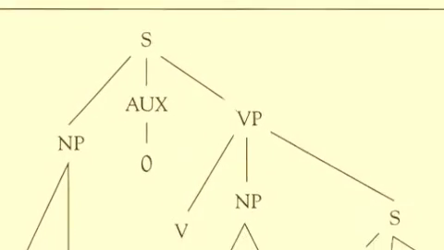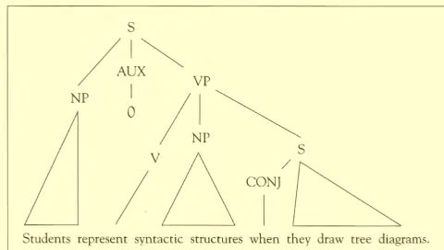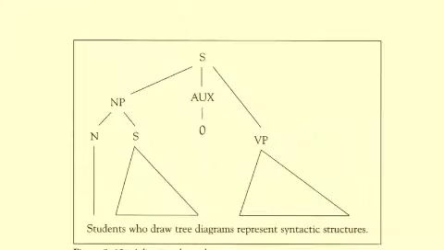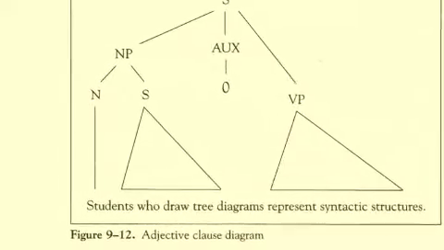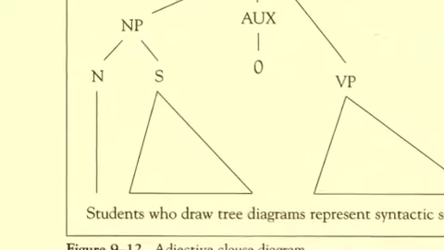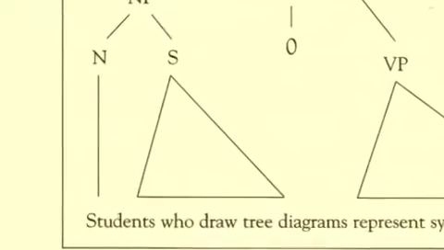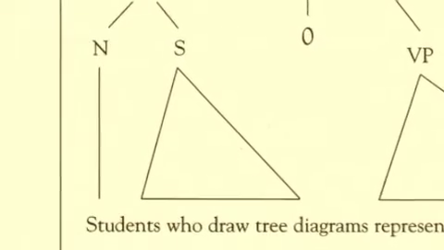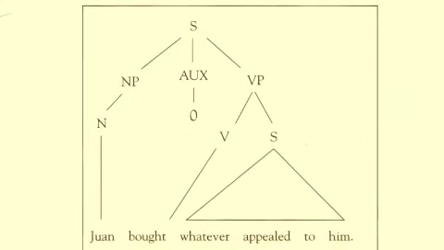Here are some tree diagrams of complex sentences. Notice in this tree diagram of a complex sentence the subordinate clause S above the words "who draw tree diagrams" is lower down. This is unlike a compound sentence where both conjoined sentences have equal footing at the top of the diagram. Here's one more example of a complex sentence.